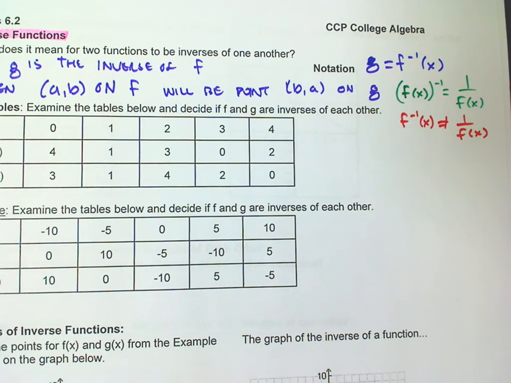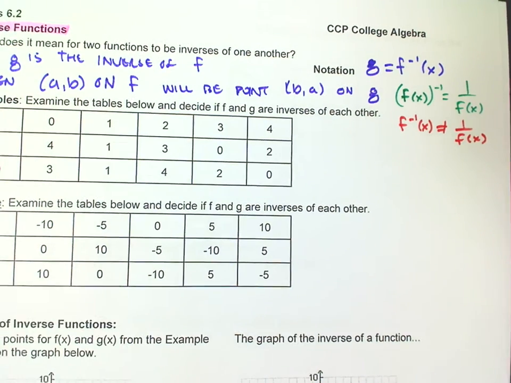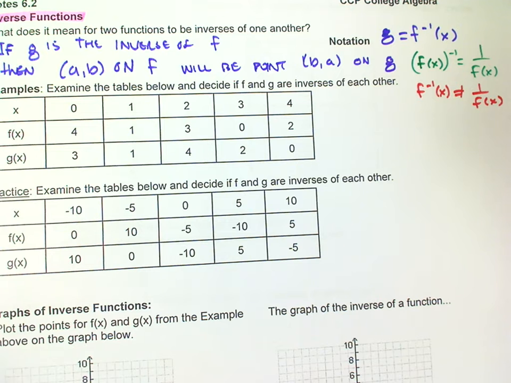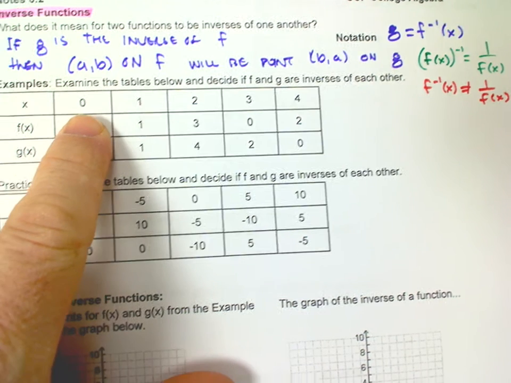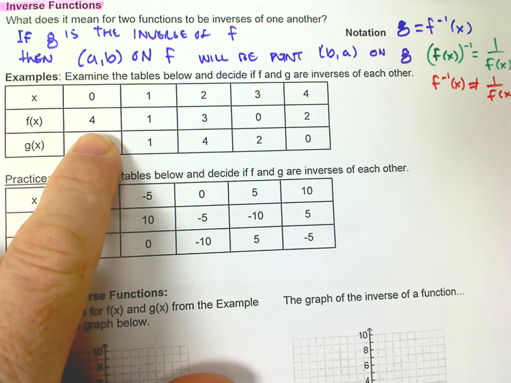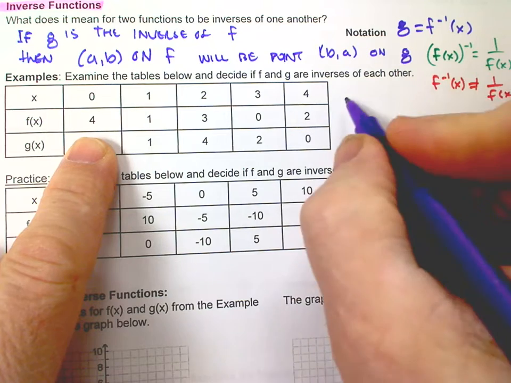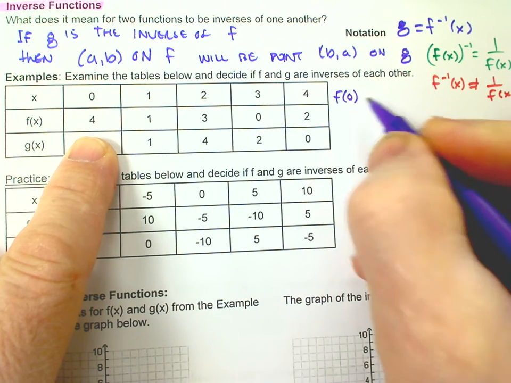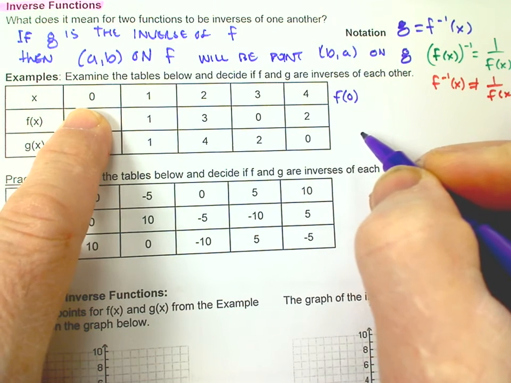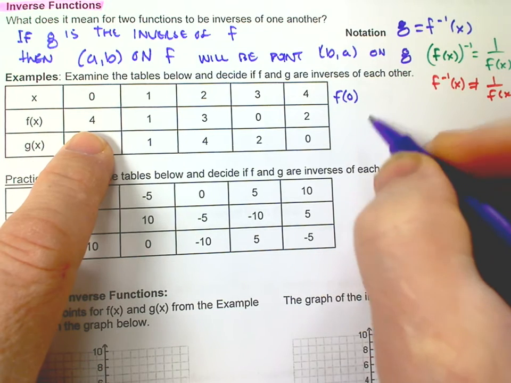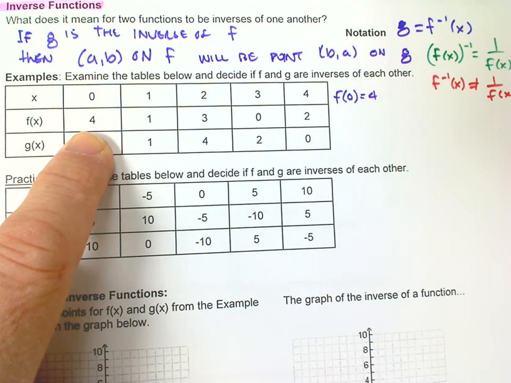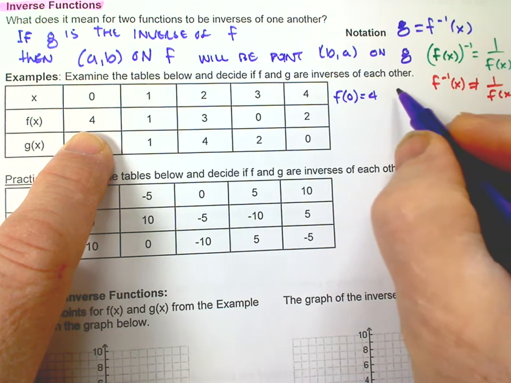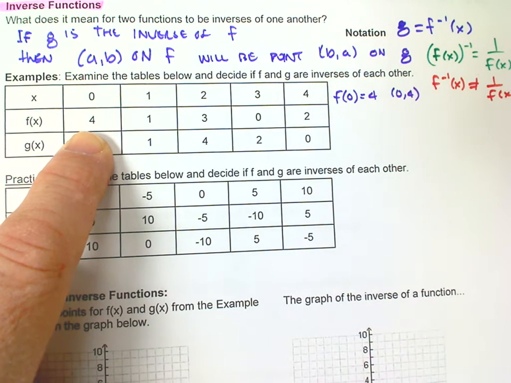So, on our first one, we're going to decide whether f and g are inverses, and we have a table of values that we're going to use to check that. Okay. So, I'm just going to start here with our first x value and y value. If I substitute in 0 for x in the f of x function, what I'm going to get out is 4. So in other words, we have the point (0, 4).